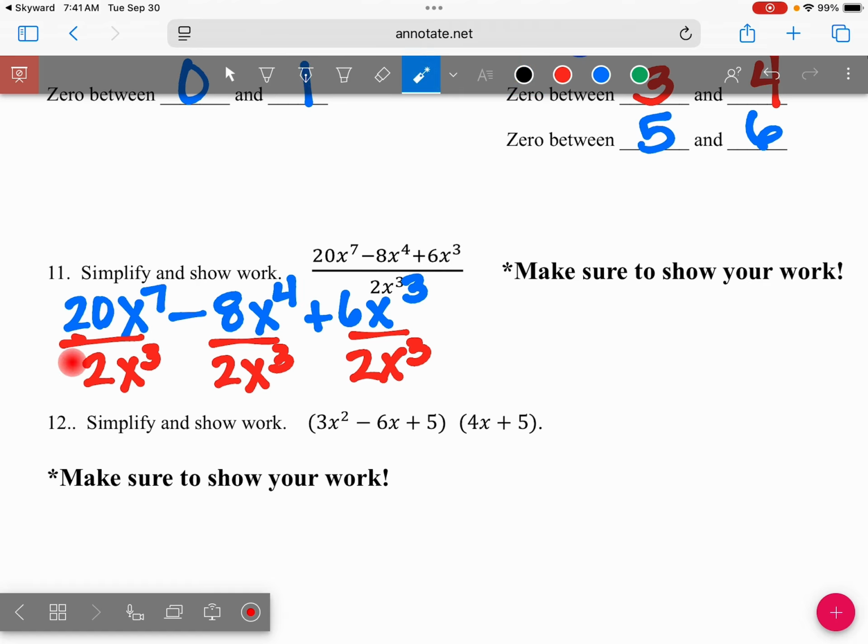what is 20 divided by 2? 20 divided by 2 is 10. And then what do you get when you subtract 7 minus 3? Because I'm subtracting my powers, the 7 and the 3. 7 minus 3 would be x to the 4th. That would be my first term. Bring down the subtraction sign.